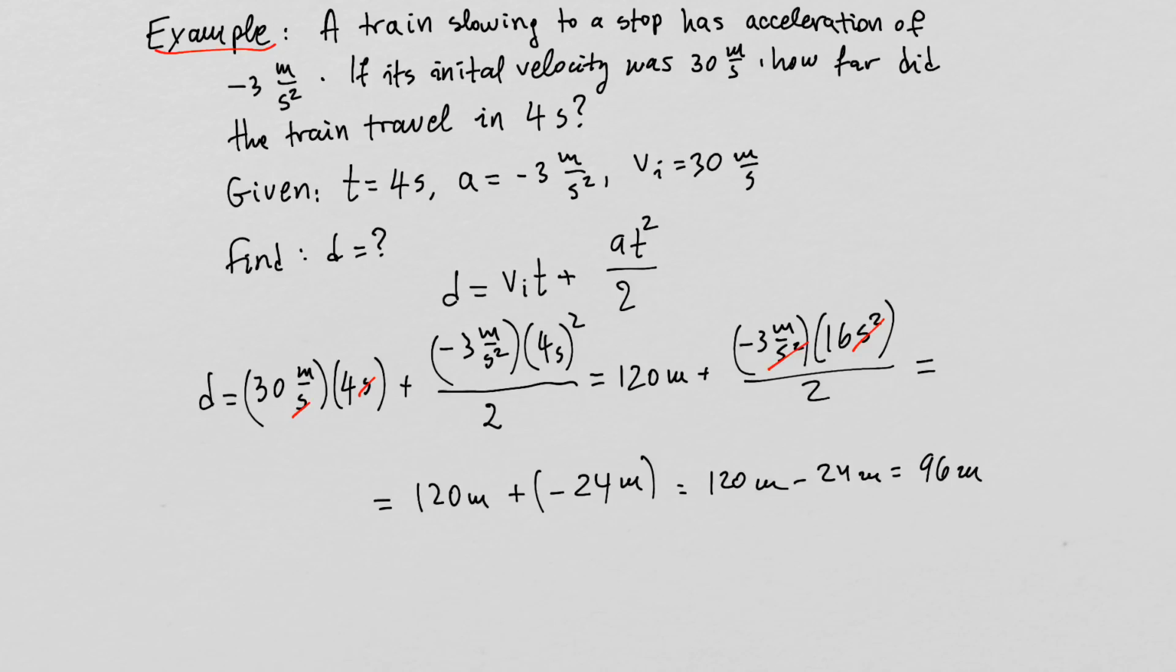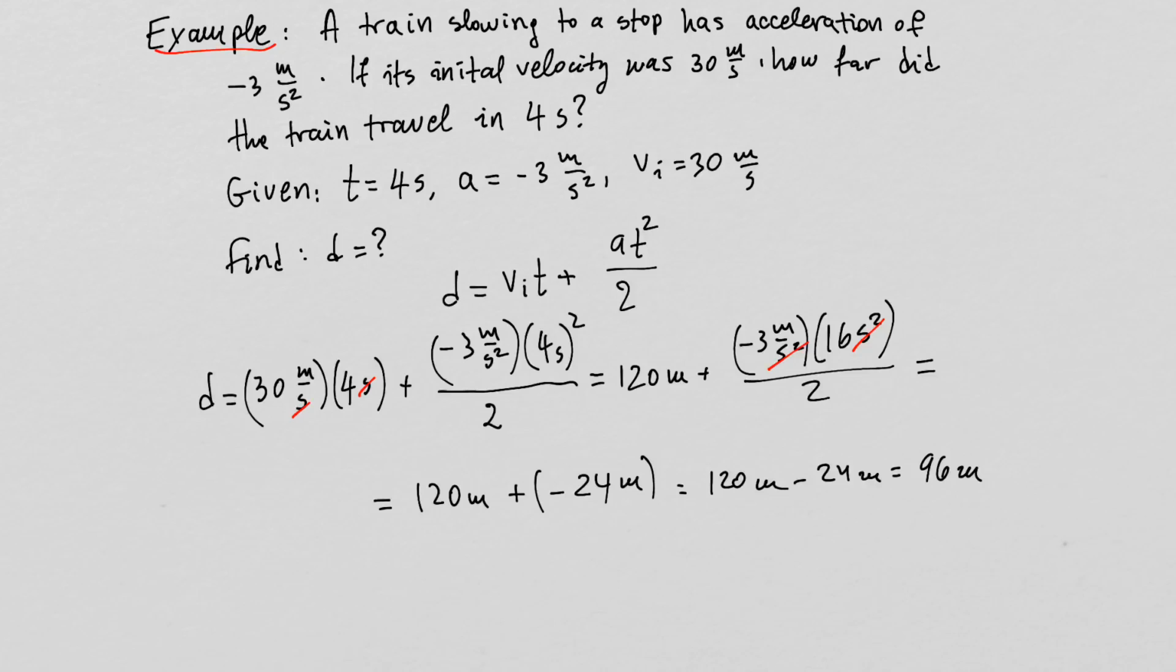So notice that because the train was slowing down with this acceleration of -3 meters per second squared, it actually took the train a smaller distance to slow down compared to if there was no acceleration. If there was no acceleration, this term here would be missing, and so the distance traveled would be 120 meters. In the case of acceleration, when an object is speeding up, it's the opposite. The distance traveled is longer with acceleration compared to without acceleration.